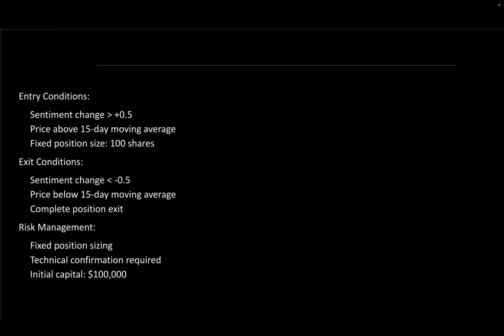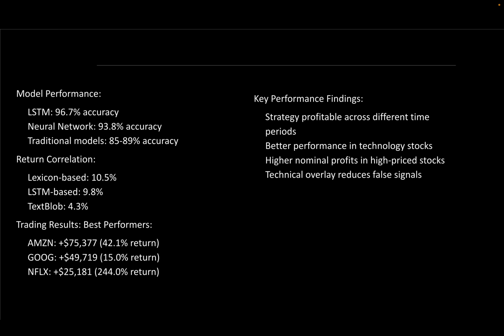As for risk management, we have fixed position sizing, and we are going with an initial capital of $100K. As for the model performance, we got the best results with the LSTM, achieving 96.7% classification accuracy. Then we have the neural network at 93.8, and the traditional models at 85 to 89. With the most return correlation that we've got, exceptional returns we have observed in Amazon, 42.1 return percentage. In Google, we have 15.0, and Netflix 244.0.